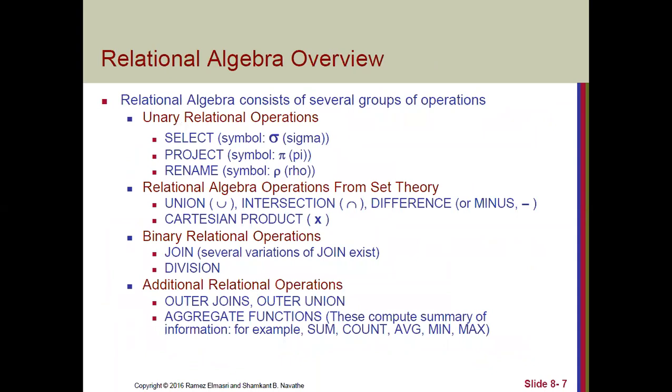Now, relational algebra consists of several groups of operations. First is called unary. Why do we call it unary? Because these three operators can be applied on a single relation. When operators are applied on a single relation, they are termed unary operators. For example, the first operator is called select, which we will discuss in the next slide. Select can be applied on employee, because employee is only a single relation. So you can apply select on employee.